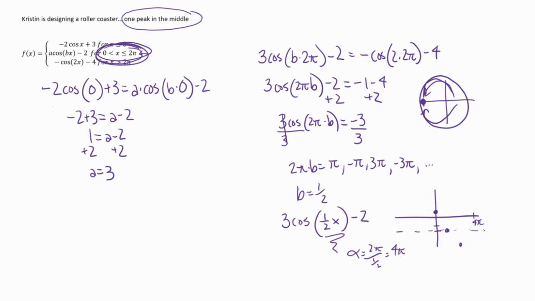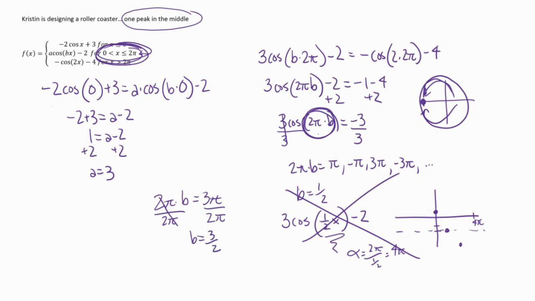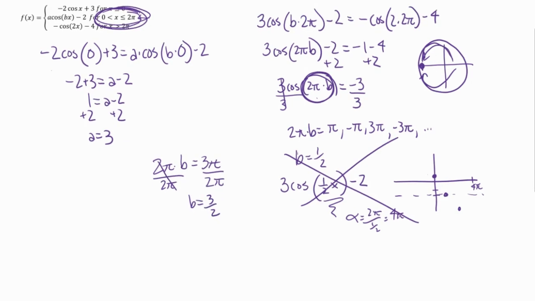Okay, well, let's try 3 pi, because that didn't work. So 2 pi times b is equal to 3 pi. And again, that's because the cosine of something needs to be -1. The cosine of 3 pi is also -1. So then I get b is equal to 3/2. Okay, so let's try that. So my equation would now be 3 cosine of 3/2 x minus 2.